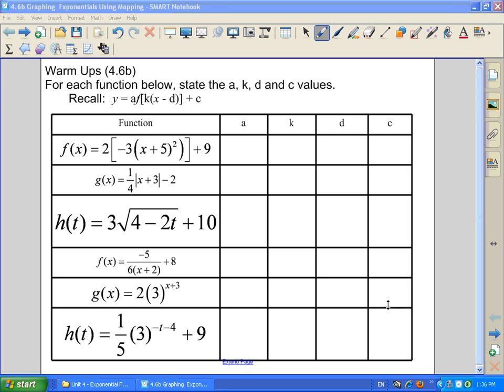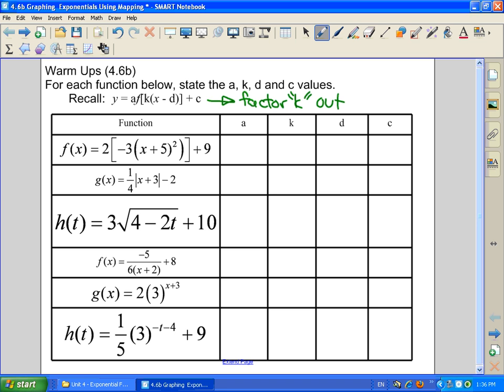One thing to remember, hopefully from last unit, or from the first unit, when you're trying to identify the A, K, D, and C, you have to be careful and watch to factor out K when possible. All right, just remember to do that, okay? So remember, A is the letter that's out front. The K is the letter that's directly in front of X. D is the opposite of what you see in the bracket, okay? And C is the number out on the end, all right?